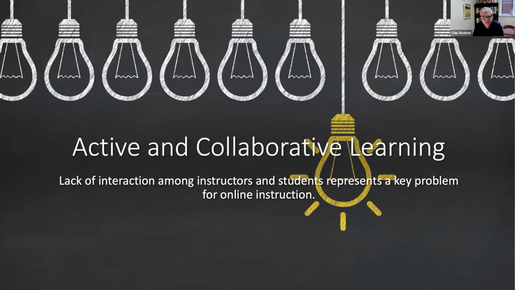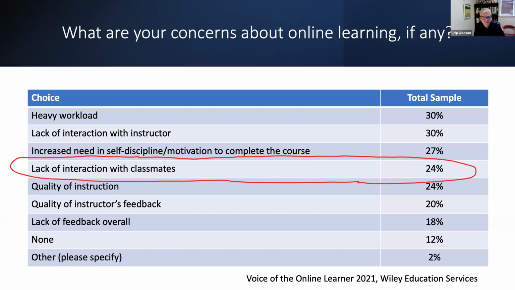But here's what we're finding, and this is clear from the surveys of students over the years. So this lack of interaction among instructors and students. When they're asked to identify current concerns in online learning, 27% of students mentioned the lack of interaction with the instructor, and 24% pointed to the lack of interaction with classmates.